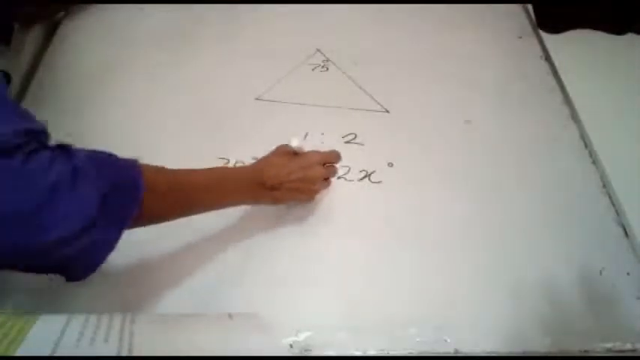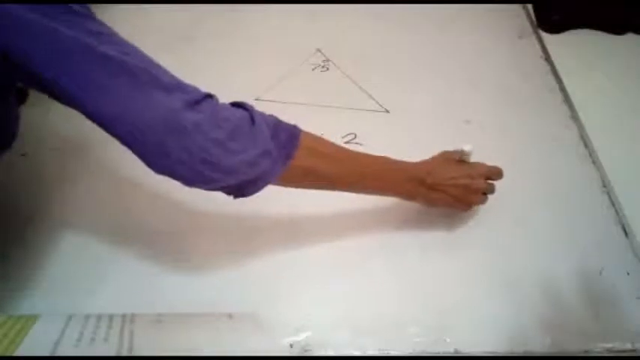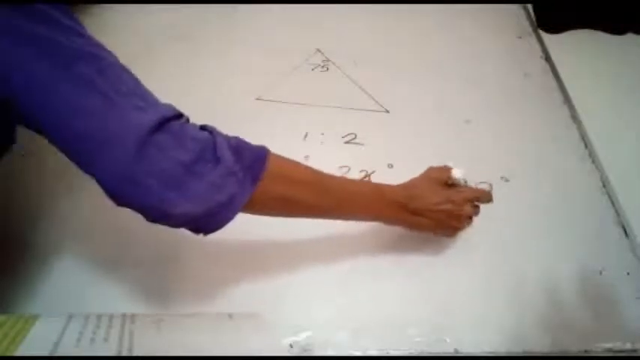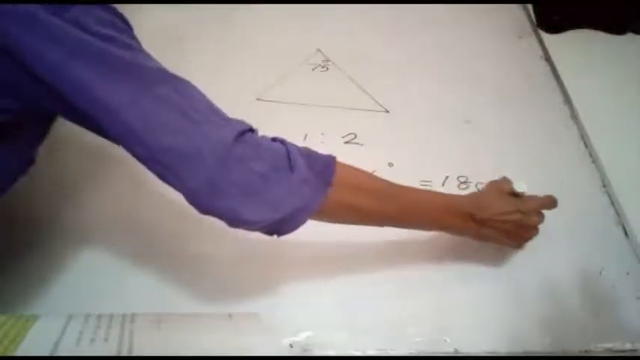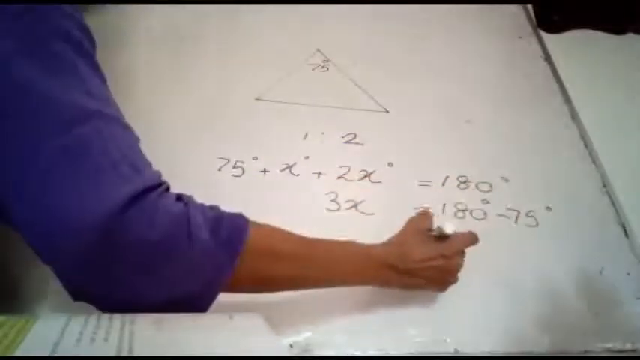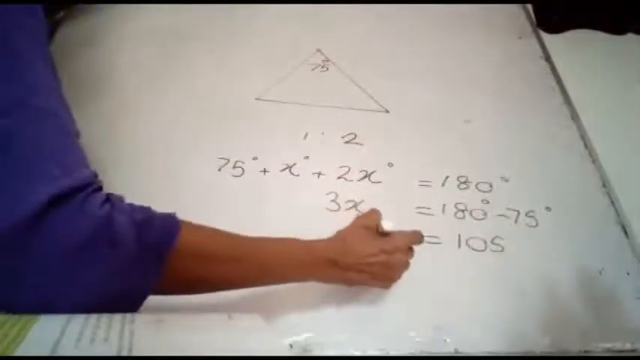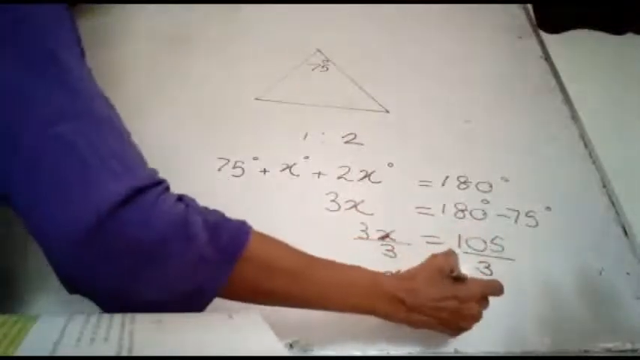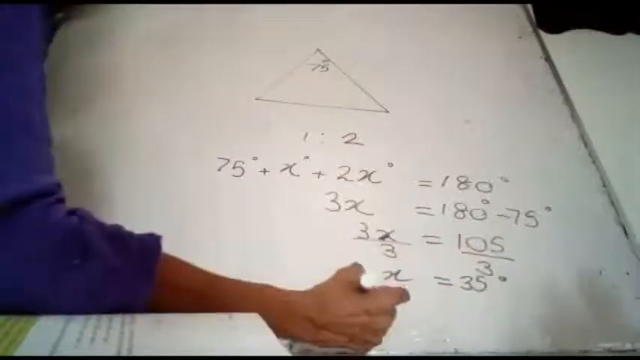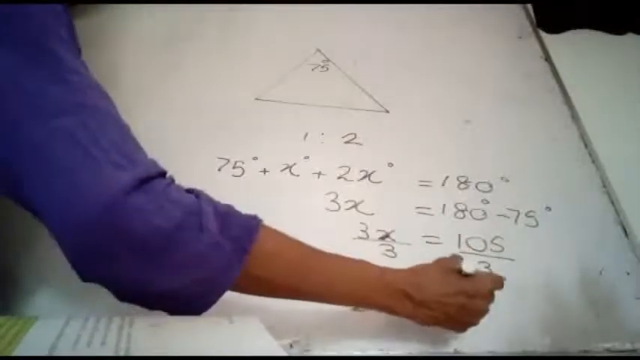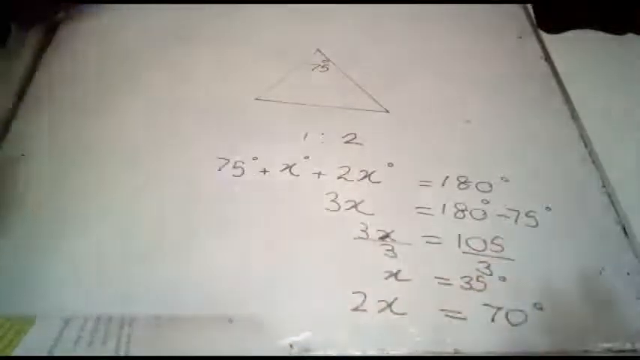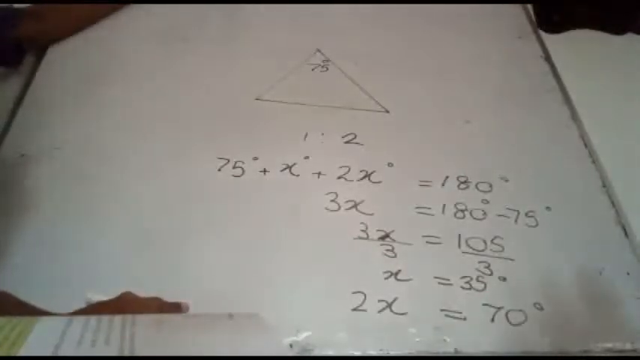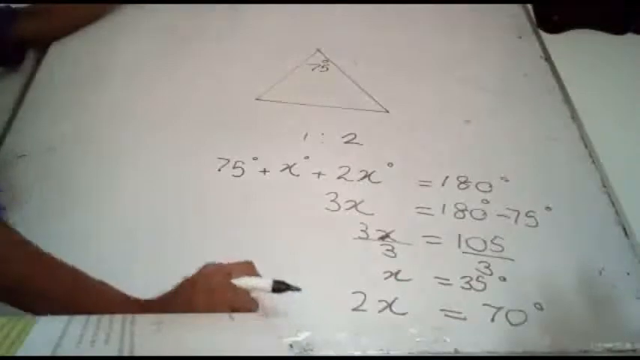Then 75 plus x plus 2x is equal to 180. X plus 2x is 3x, equal to 180 subtract 75, which is 105. So 3x is 105. Both sides divide by 3. X is equal to 35 degrees and 2x is equal to 2 times 35, which is 70 degrees. Then the magnitudes of the other two angles are 35 and 70 degrees.